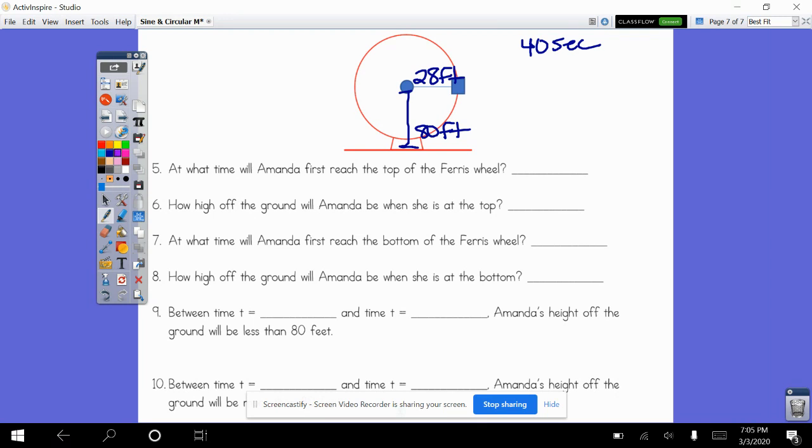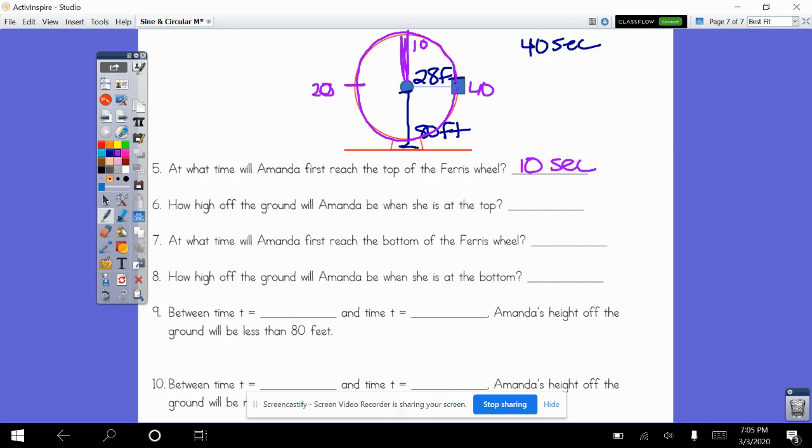So I can do some quick math here. If it takes 40 seconds to go all the way around, then to get halfway around, it's going to take 20 seconds. So to get a quarter of the way around, it's going to take 10 seconds. You can also think of that as 40 divided by 4, because she gets to the top of the Ferris wheel a quarter of the way around, and 1/4 of 40 is 10. So at what time? It will be 10 seconds.